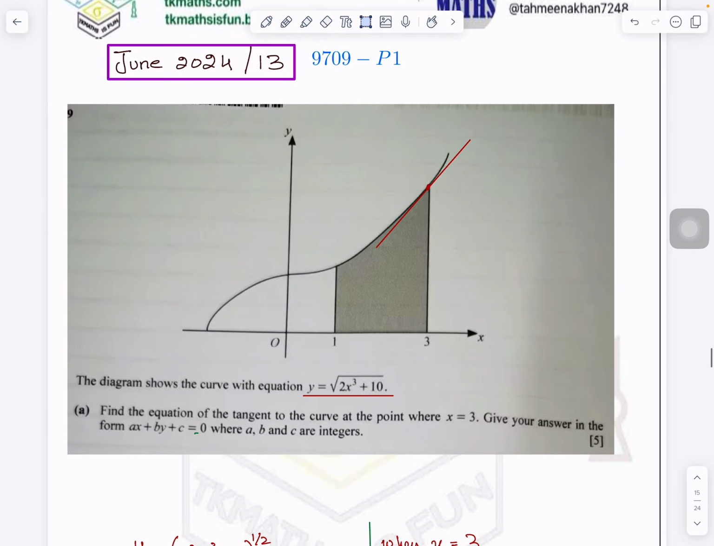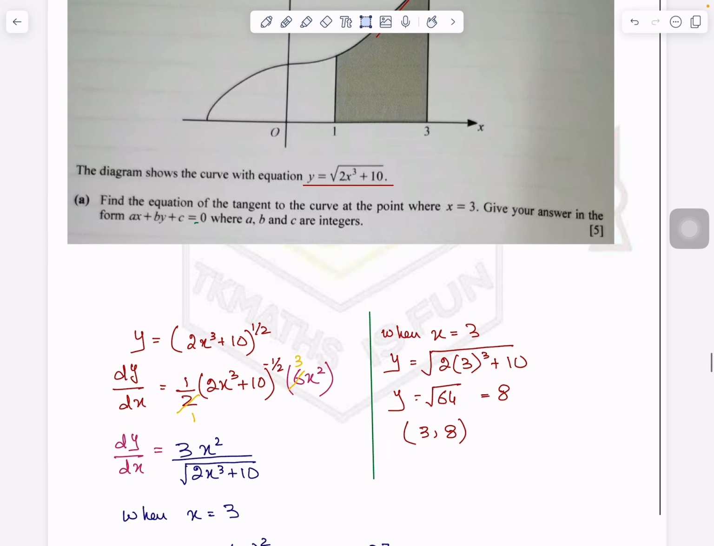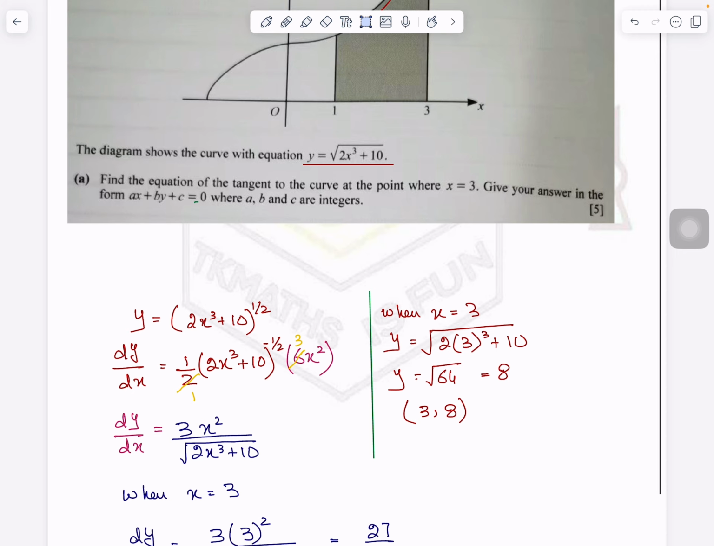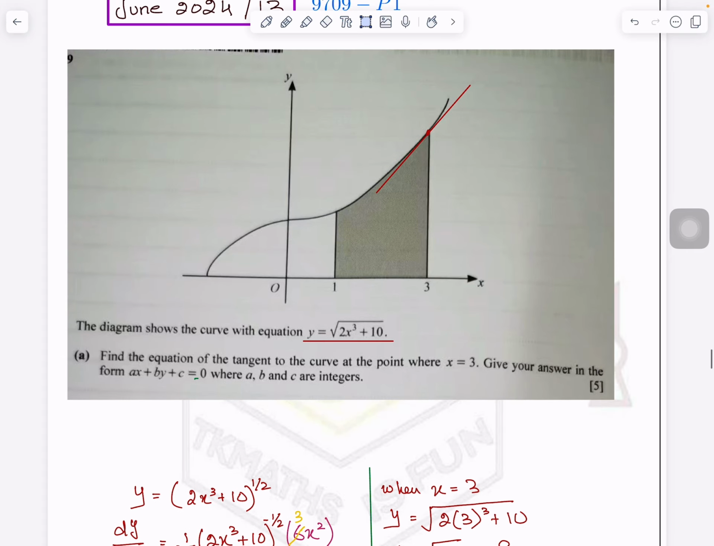Now question number 9. This is related to the volume of a solid, integration. So we know the formula for the volume of the solid, which is what? Oh no, that is the next part. So here you have to find the equation of the tangent of the curve basically. I have drawn this red line here for you.